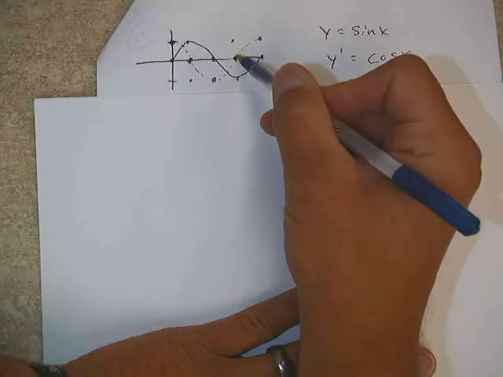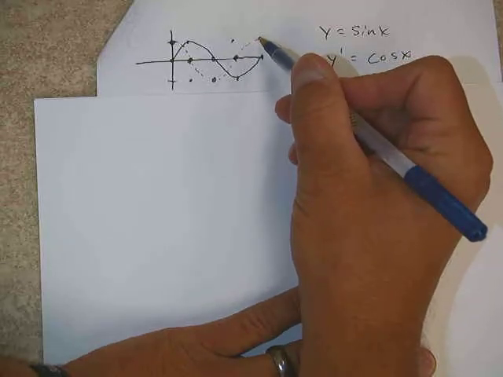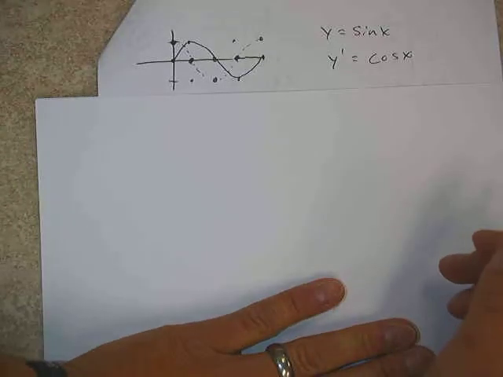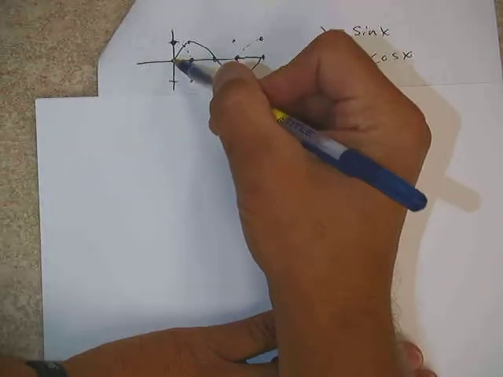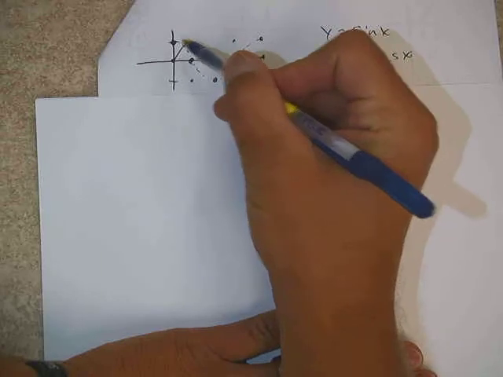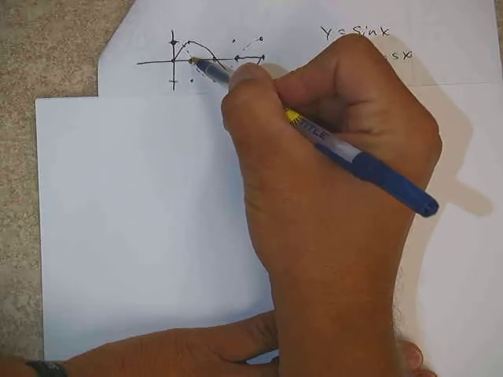We might say, wait a minute, it's negative there. No, it's not negative, because we don't care about what the function values of the function are. We care about the slopes of the function. Since the slopes of the function are positive, we should expect that the y values of the derivative are also positive. Fair enough?